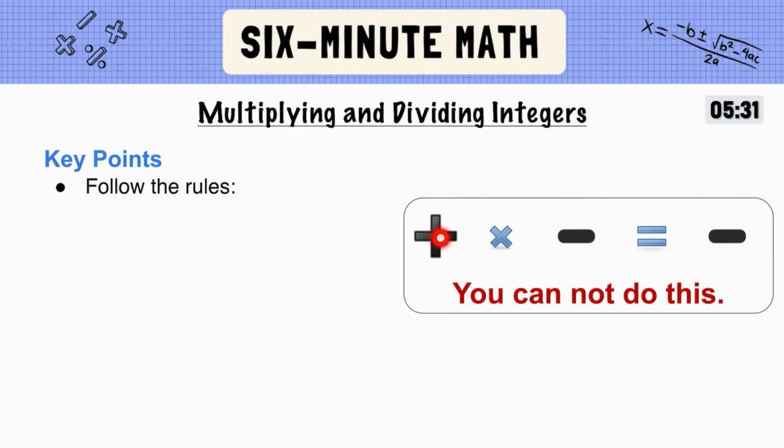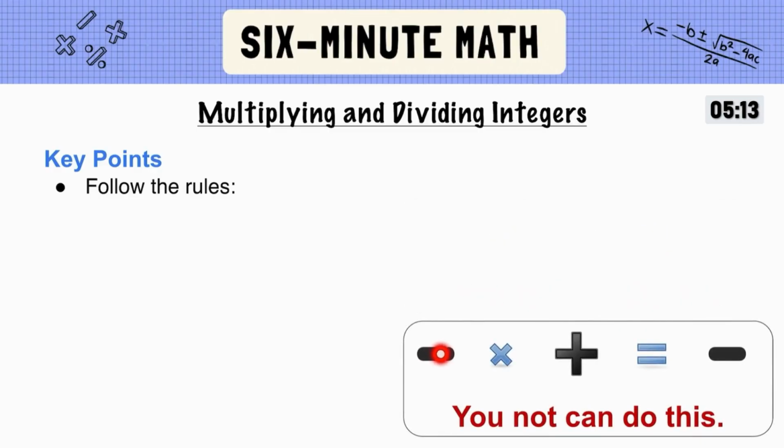However, if I have a positive times a negative, it will result in a negative answer. Can is positive, not is negative, resulting in this negative sentence. You cannot do this.